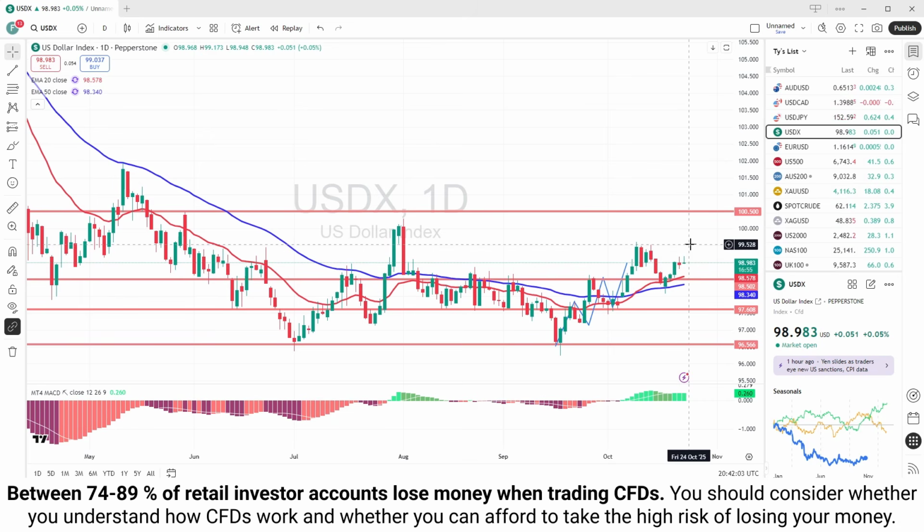And again, if we get a daily close above that level, I think there's another 100 points to get to that sort of 100.50 zone without a lot of trouble.